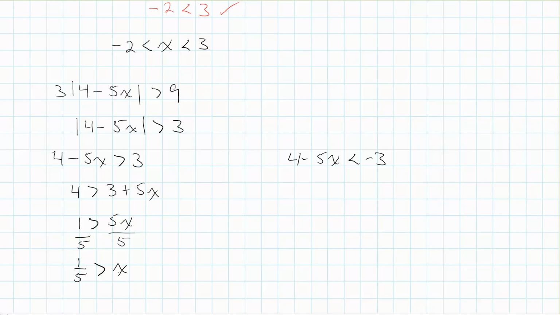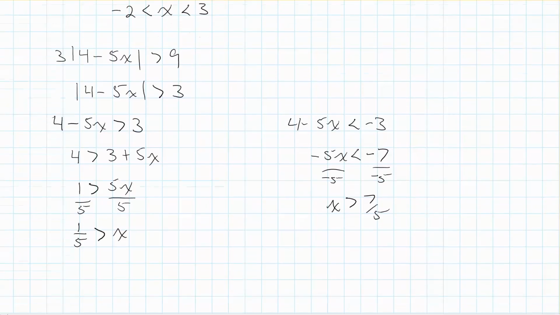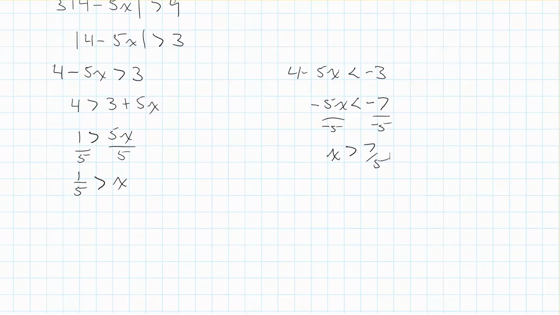Now, I won't bother on this one because, as I said, dividing by negatives really, in my opinion, isn't that big a deal. So let's write this as negative 5x is less than negative 7. Divide both sides by negative 5. So we get x then, flipping the direction, would be greater than 7/5.